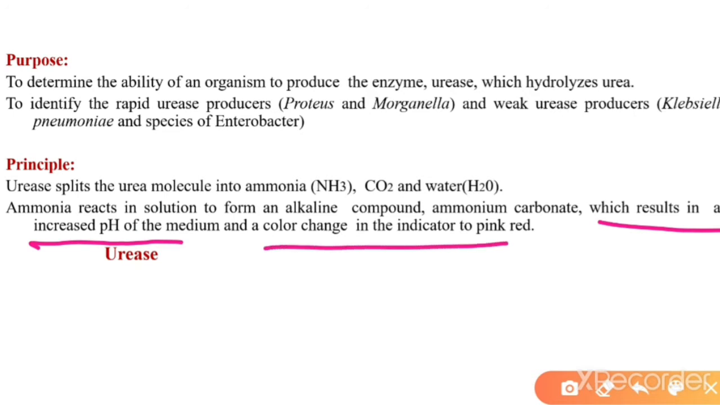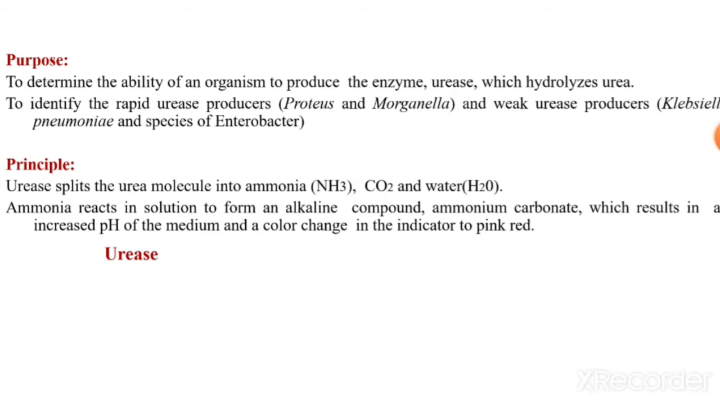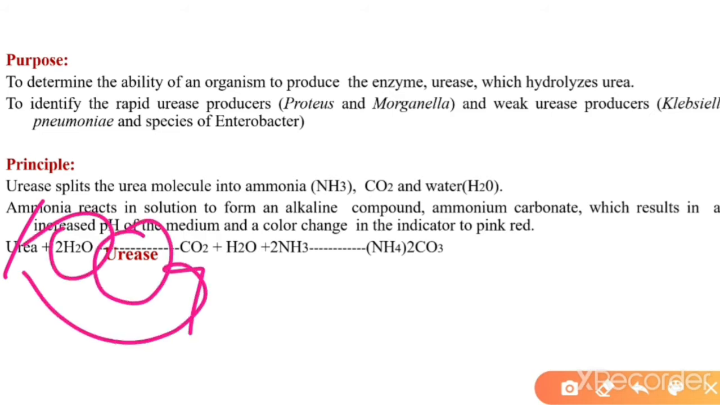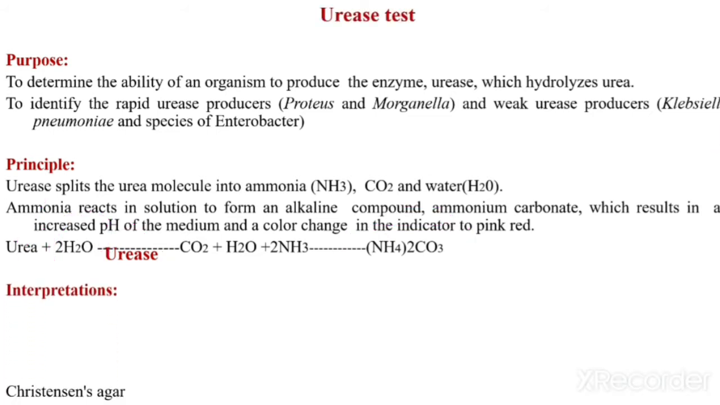Now see, first what happens, let's see the reaction. Now see here, what is the principle? Now urea reacts with the water. In the presence of urease, urea is converted into CO2, H2O and ammonia. Then further ammonia converts into ammonium carbonate. Now due to this ammonium carbonate, there is a production of color. There is a color change in the reaction, which indicates that there is a production of urease by the unknown bacterial cell.